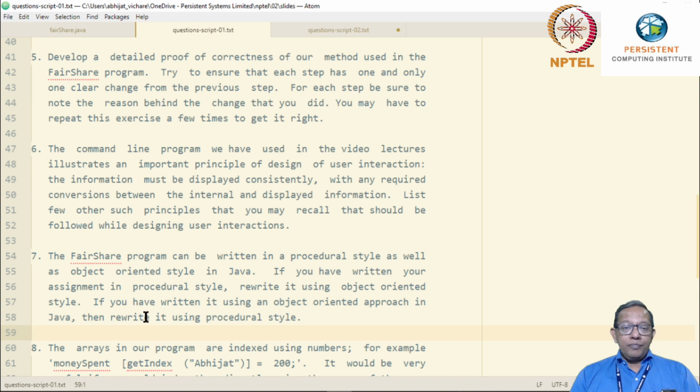The fifth question: develop a detailed proof of correctness of our method used in the fair share program. Try to ensure that each step has one and only one clear change from the previous step. For each step, be sure to note the reason behind the change that you made. From our experience, we know that you may have to repeat this exercise a few times to get it right. The idea of this exercise is to have a step-by-step reasoning about the correctness of our program.